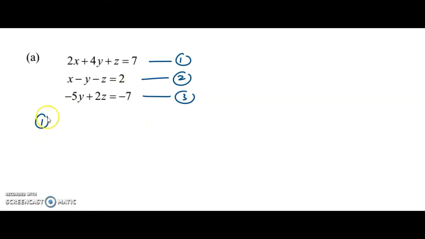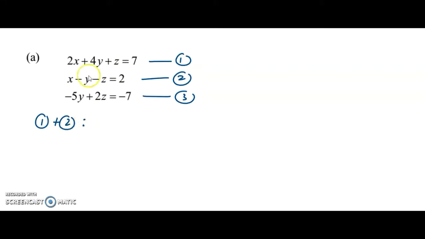If I take 1 minus 2, look at the coefficient of z for equations 1 and 2. For equation 1, the coefficient of z is positive 1, and equation 2 has the coefficient of z as negative 1. If I take 1 plus 2, then I will have z plus negative z, so the z will be 0. You can use this method to eliminate the unknown z first.